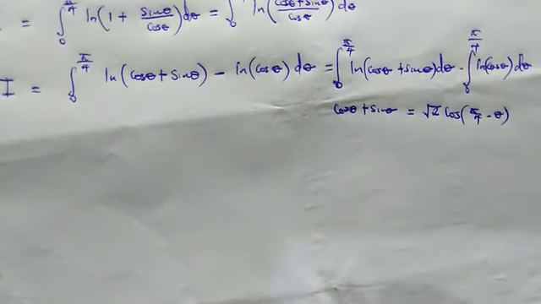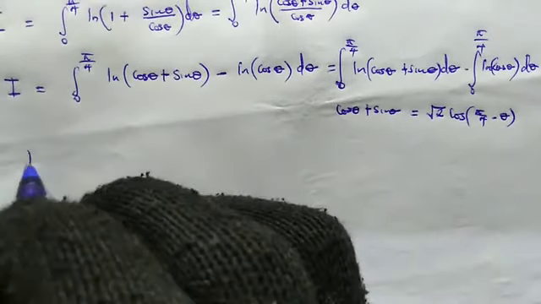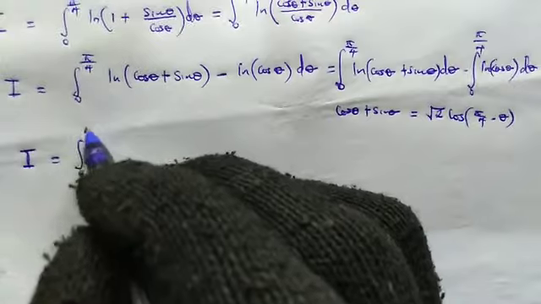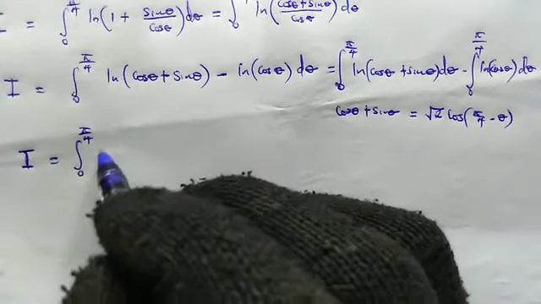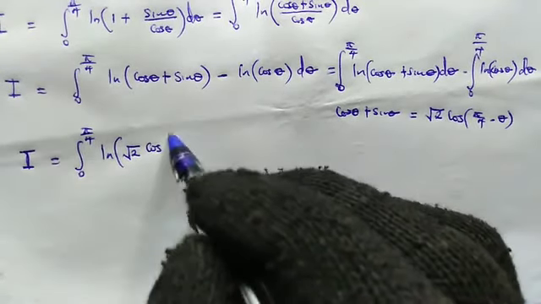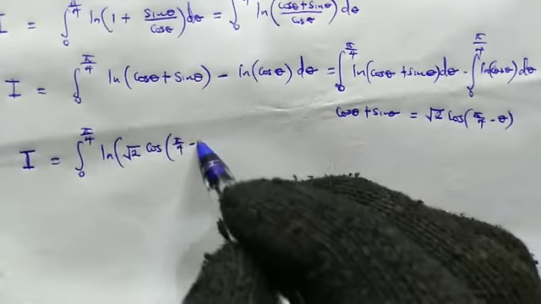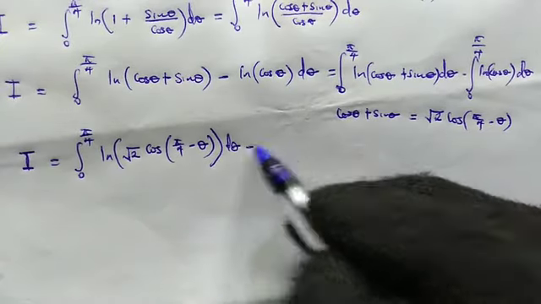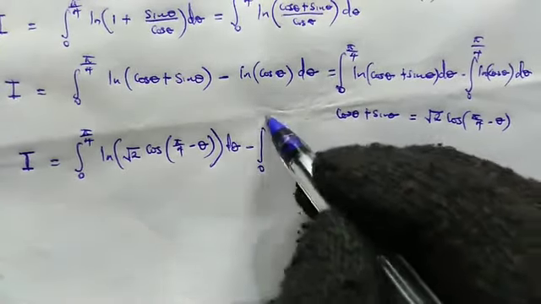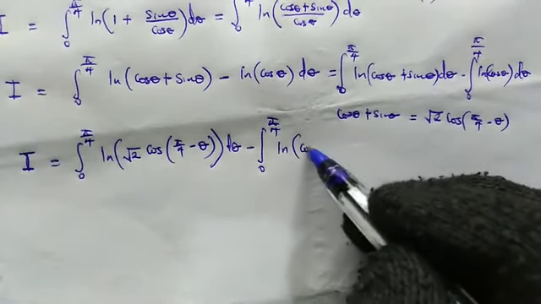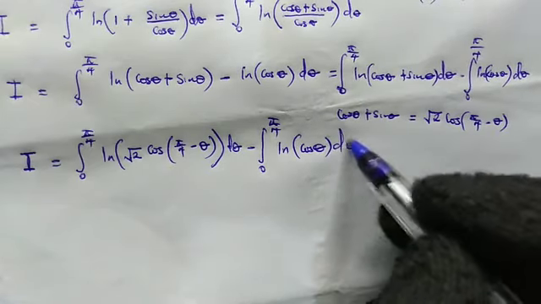Okay. So from here, I is equal to the integral from 0 to pi all over 4. Here we're going to have the natural log of square root of 2 multiplied by the cosine of pi over 4 minus theta, right? Then d theta. And here we have minus the integral from 0 to pi all over 4, the natural log of the cosine theta, d theta.